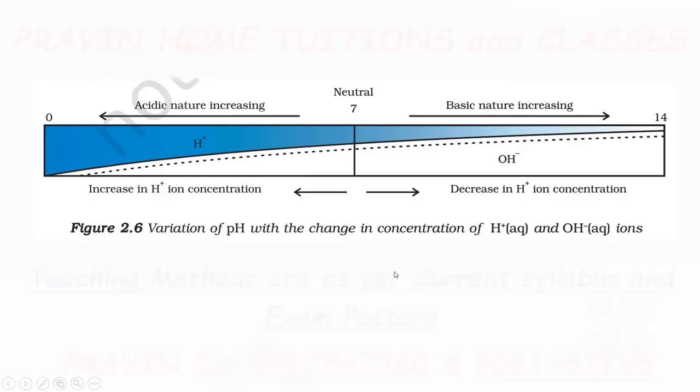Based on the hydrogen ion concentration and hydroxide ion, OH minus ion concentration, the acidic nature and basic nature are decided, and it is mentioned on this scale. This scale is called the pH scale.